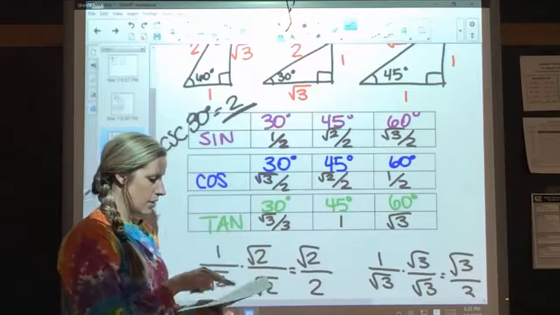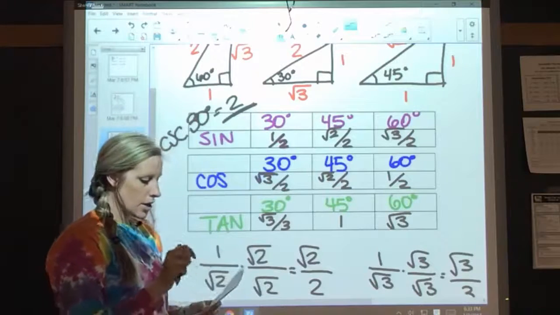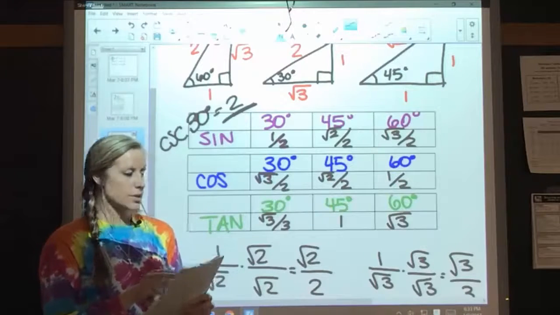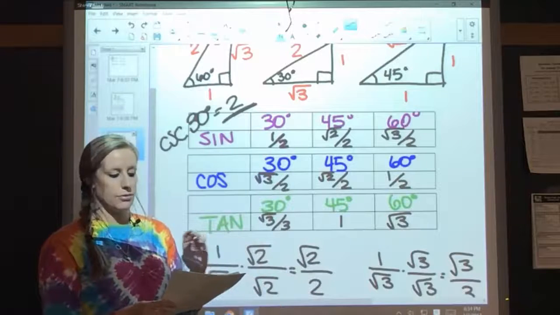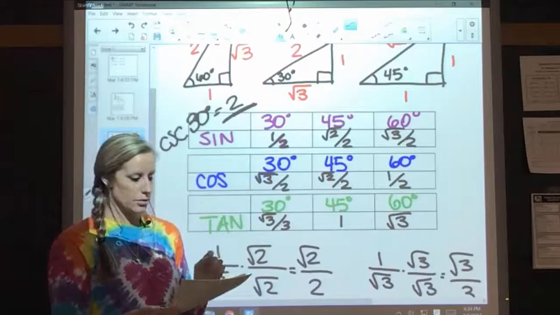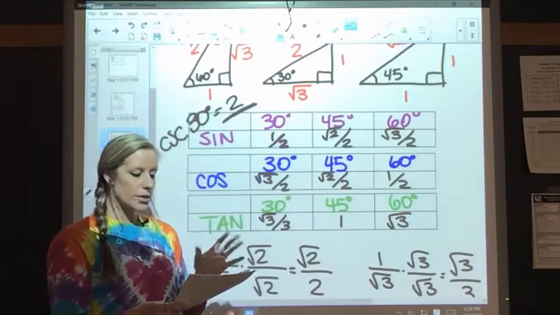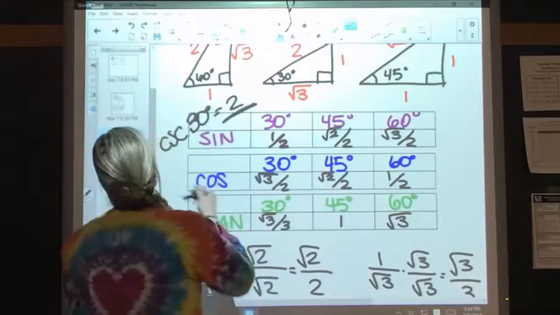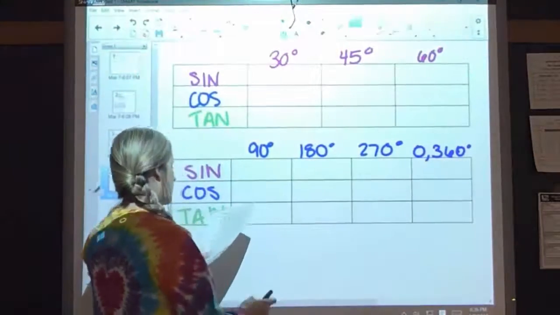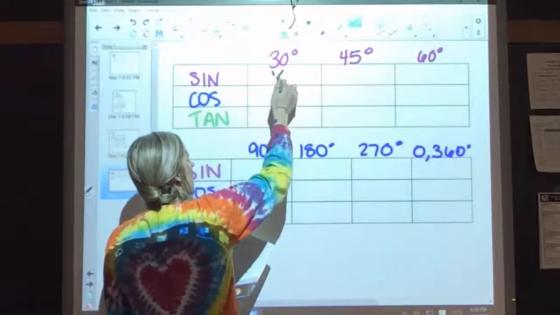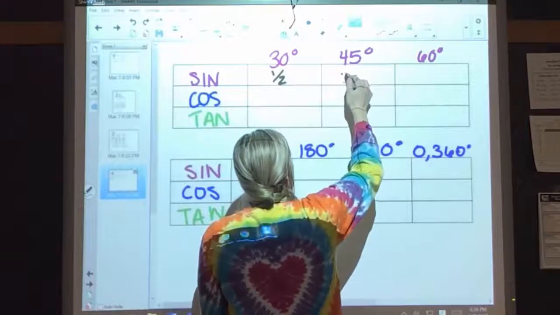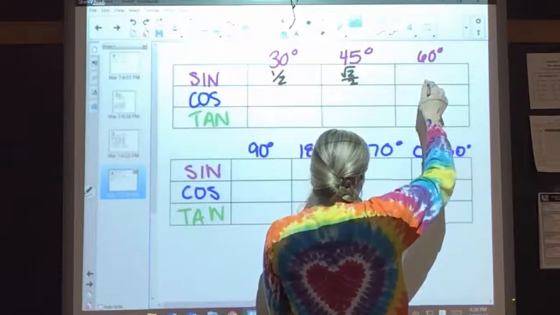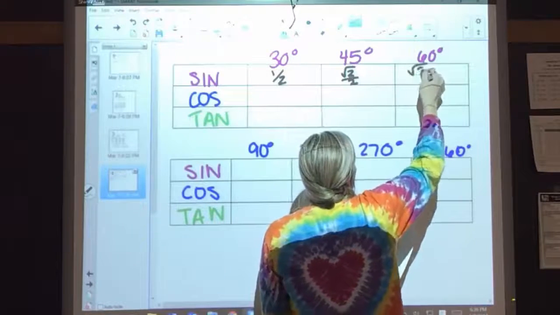All right, so let's turn to the next page. Go ahead and fill out your tables using what we figured out on the front and back of the first page. So we're going to fill in sine, cosine, and tangent of all the angles now. All right, so sine of 30 degrees, we got 1/2. 45, we got the square root of 2 over 2. And 60, we got square root of 3 over 2.